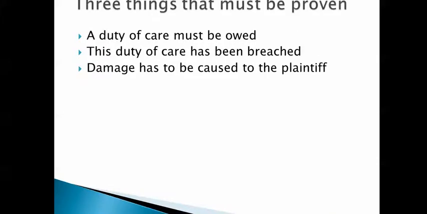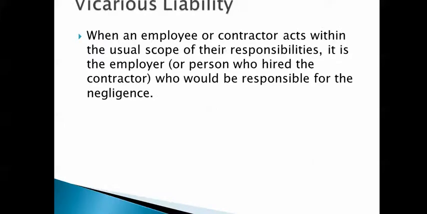Very interesting. Three things have to be proven: a duty of care has to be owed, the duty of care has to be breached, and damage has to be caused. We're pretty familiar with that. Vicarious liability, we're now familiar with that as well. It means if someone is acting properly in the role of either an employee or a contractor, the liability for negligence doesn't sit with them, it sits with whoever has employed or contracted them, provided they've done a reasonable job.